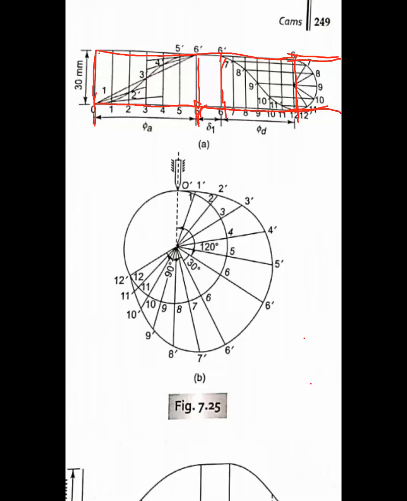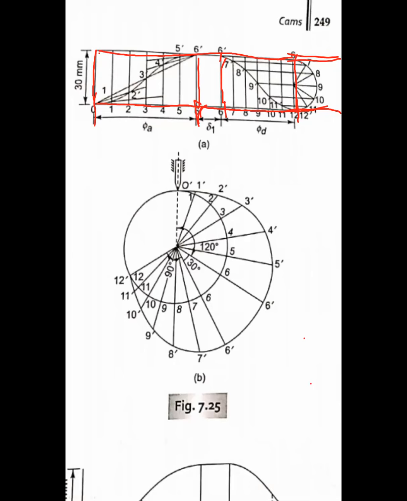The dwell period, leave it. The return stroke period is also divided into 6 equal parts. The return stroke is 45 mm, so 45 by 6, each part value is 7.5 mm. Just divide the parts, and the numbering continues as 7, 8, 9, 10 up to 12.